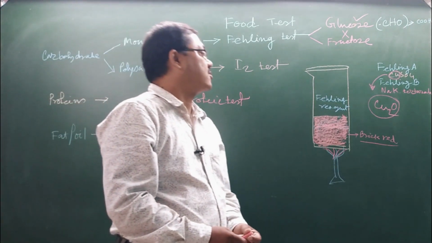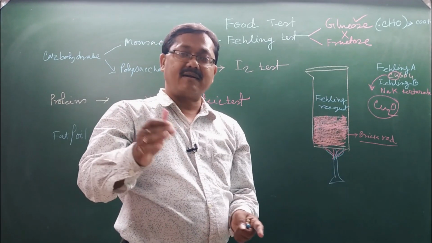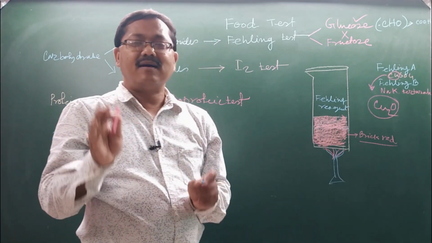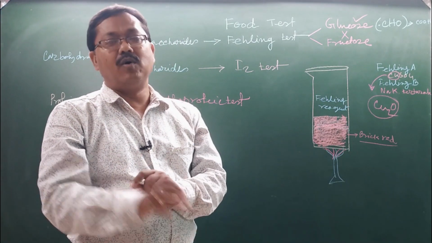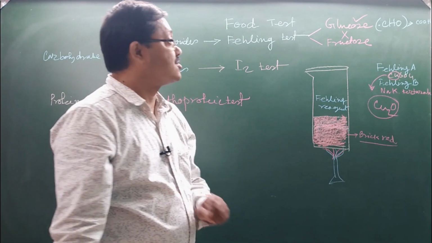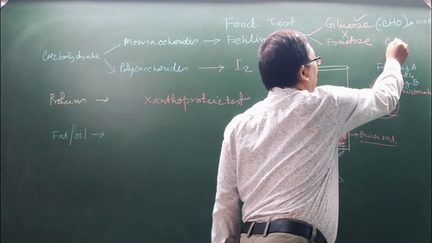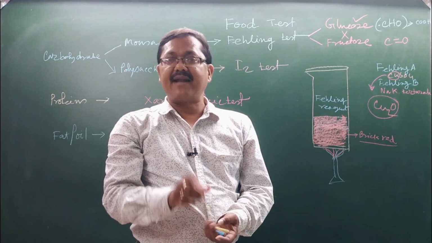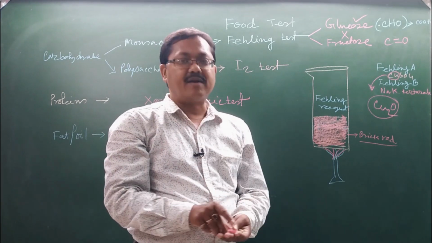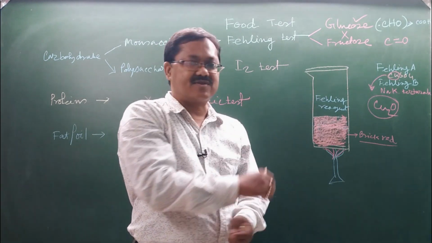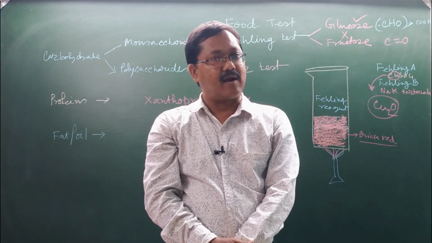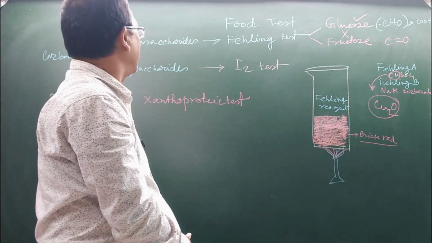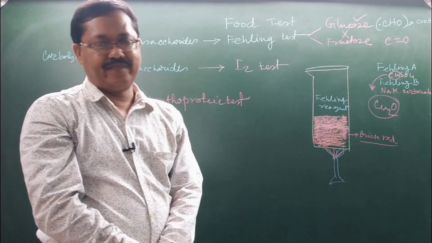But fructose, what happened in the case of fructose? In fructose, after heating with Fehling reagent, the color of the test tube will not change, because of the presence of the keto group. Ketone is a non-reducing end, and ketone does not convert into acid directly in this case. So fructose cannot be identified easily. This is the first test of monosaccharide.